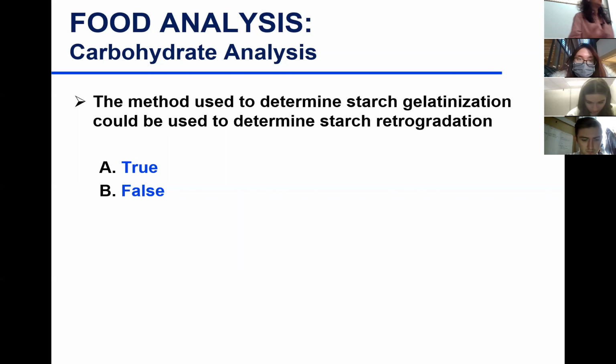An example of starch gelatinization and retrogradation is bread. When you bake the bread, the starch is gelatinized, which helps in the formation of the structure of the bread and also helps us be able to digest the starch. But over time, the bread becomes stale. Part of that staling process is the retrogradation of the starch, which changes the texture of the bread. Okay.